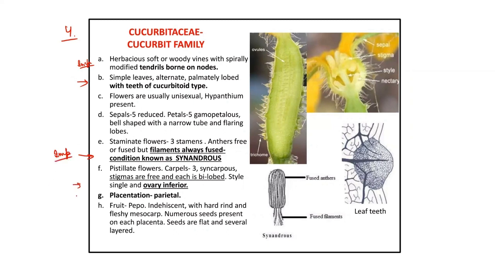Then the ovary is inferior, and the placentation is parietal. Sometimes they ask about placentation from the cucurbit family. So whatever I have done in bold, you should remember. Although you should go through all of this so that it is easier for you to remember those points, and then just solve the questions in the exam.